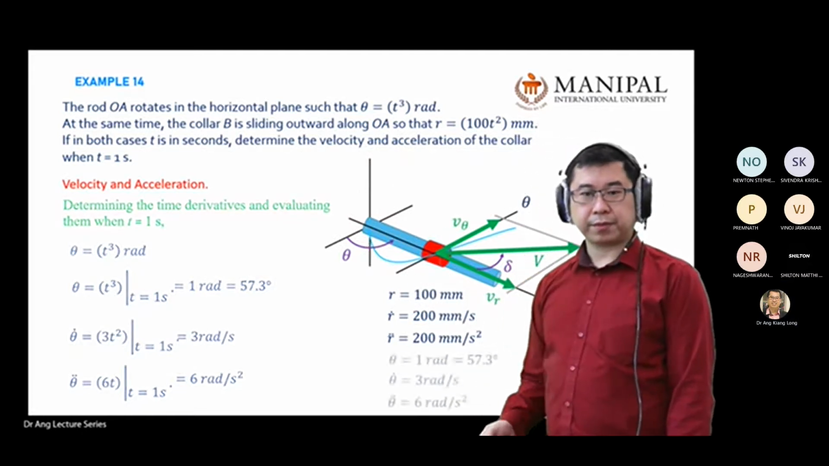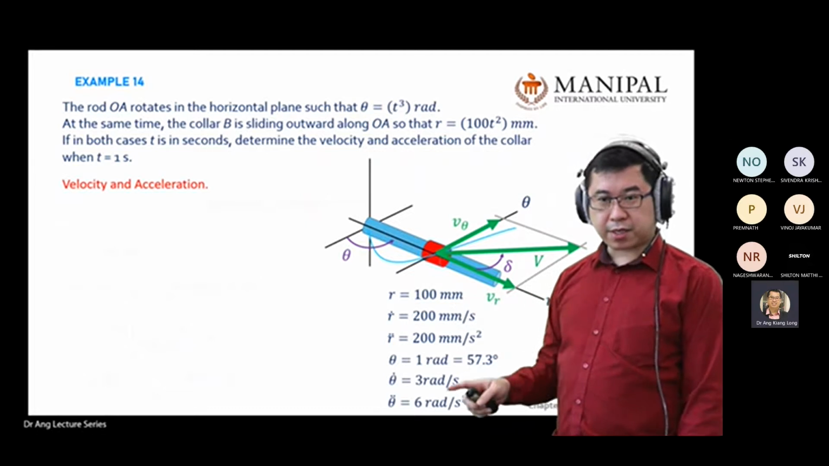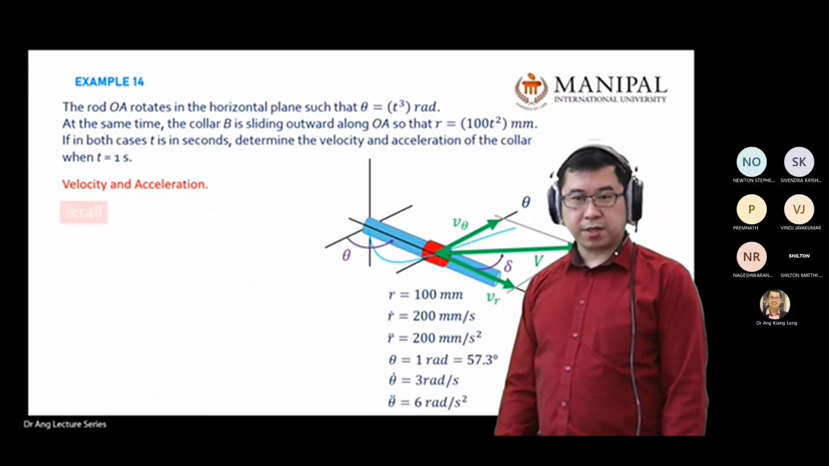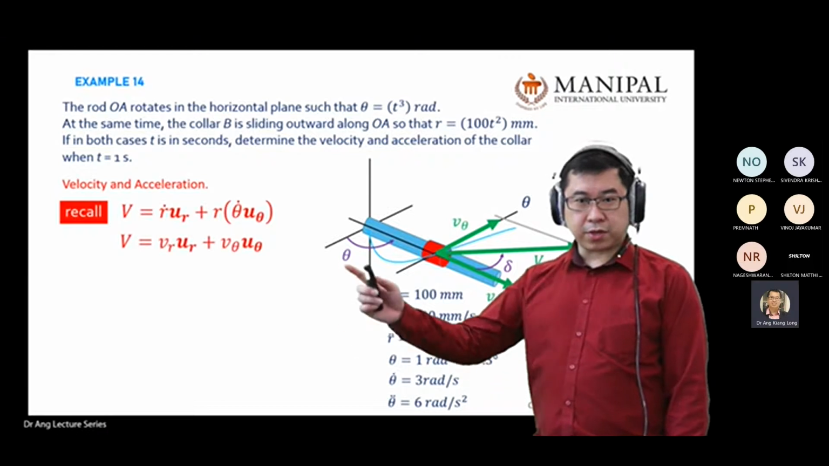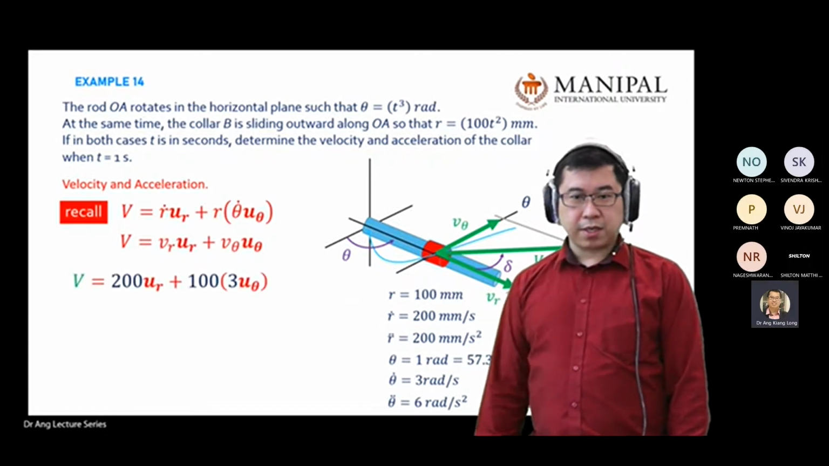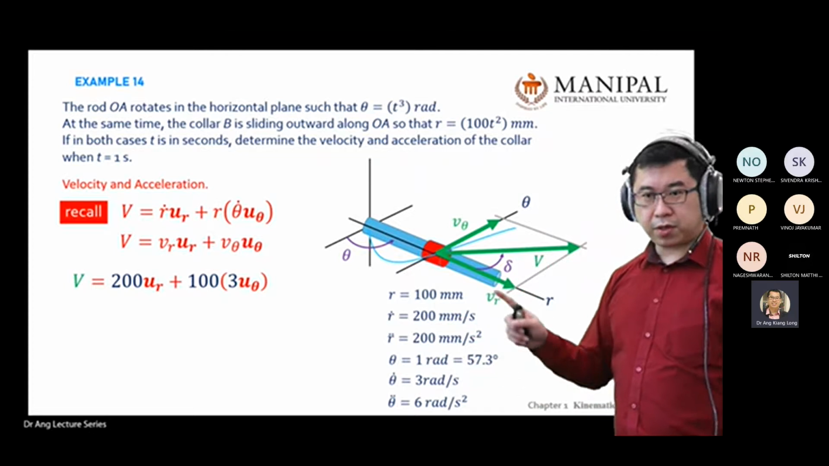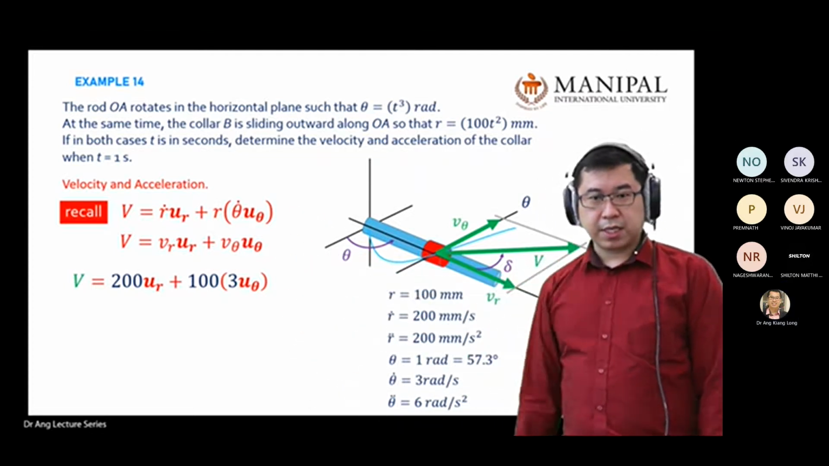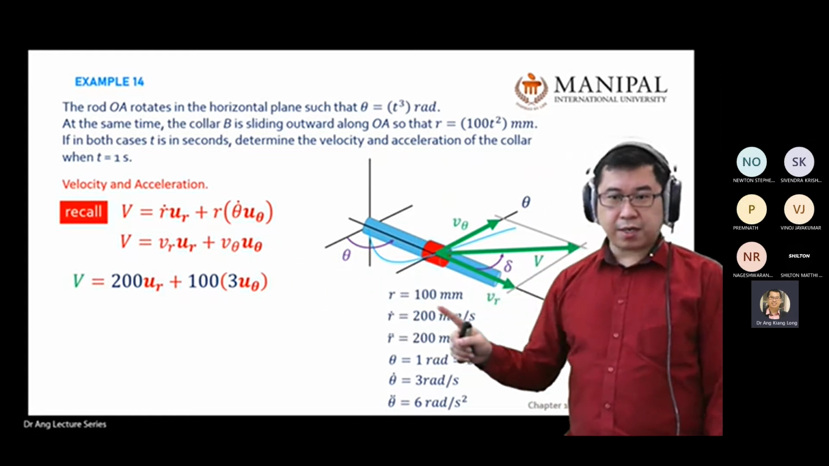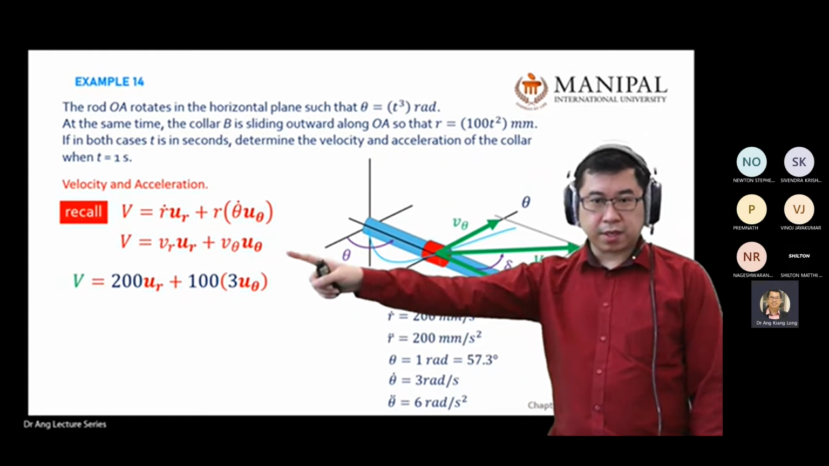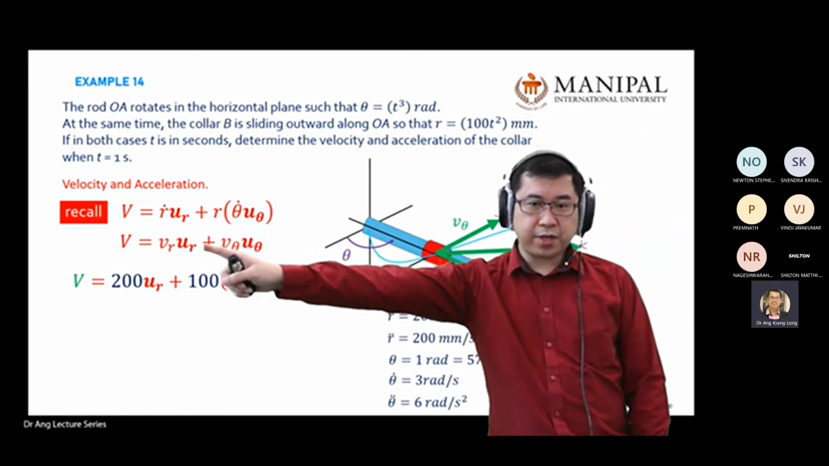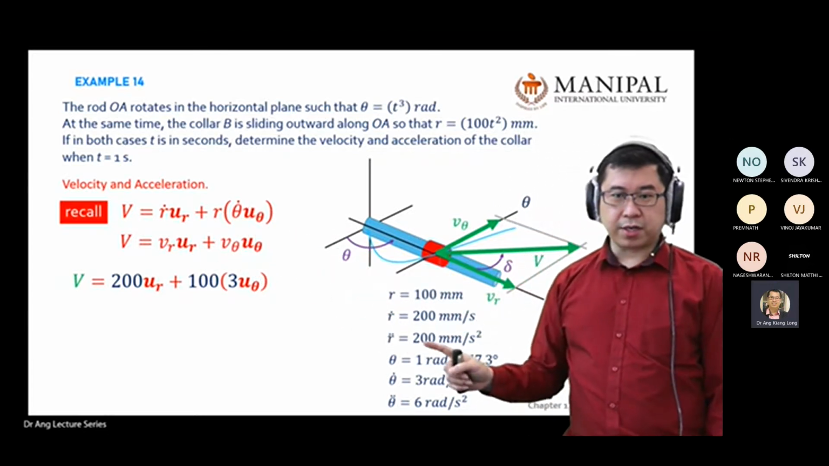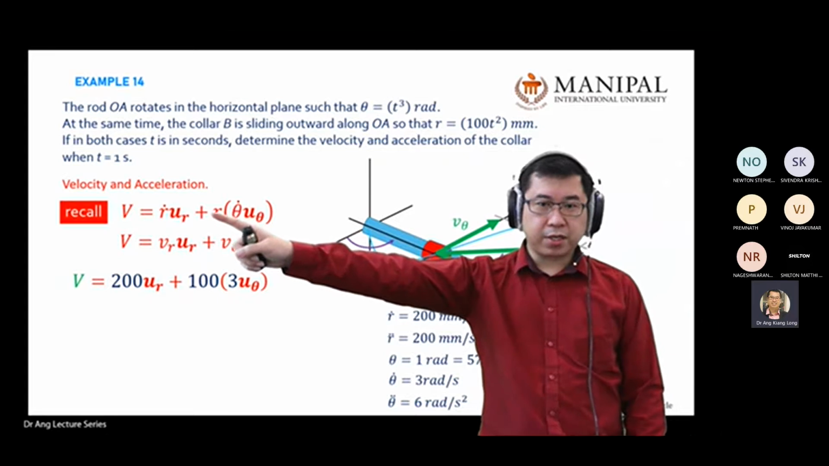Okay. So these are the 6 expected answers. So just recall. Okay. So you just substitute all these values inside the equation. Okay. V sub r equal to r dot. Where is r dot? 200. Copy the direction, u r.